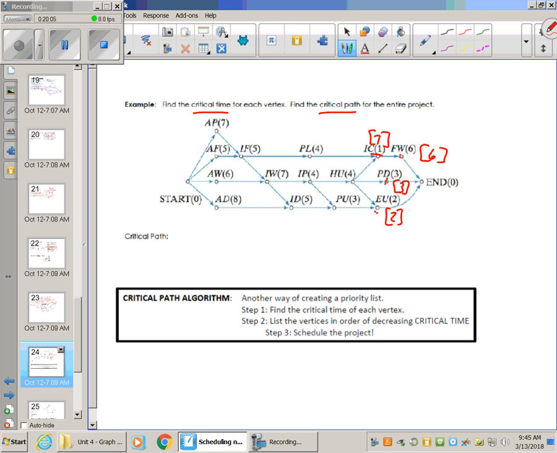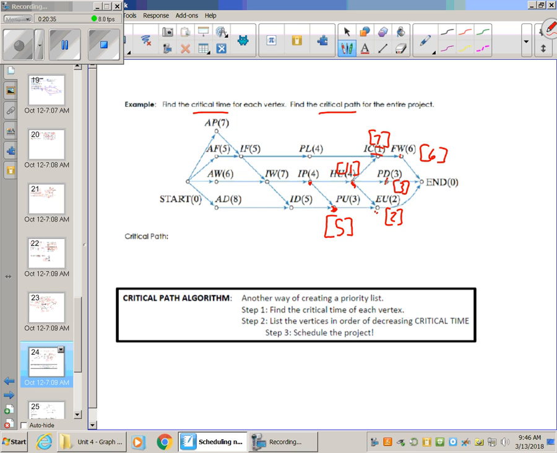Okay. Now, if you look at HU, it's pointing to three different things: IC, PD, and EU. Which of those is the biggest? Well, it's IC with 7, so HU is going to be 4 and 7, which makes 11. Okay. PU right here is only pointing to one thing, so I'm just going to do 3 and 2, make 5.